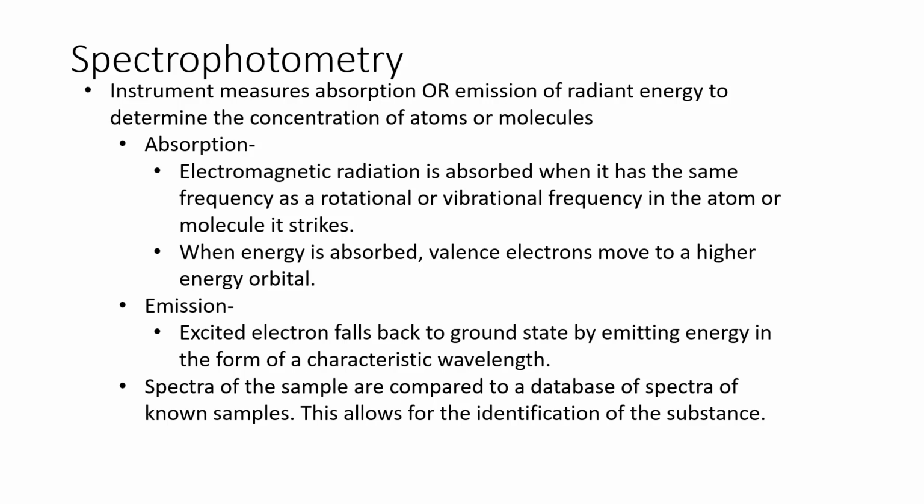Eventually, those electrons are going to settle back down to ground state. So that's when we have emission. So it strikes a molecule, it vibrates at that same frequency, the radiation gets absorbed, and it bumps that electron up, and then slowly the electron is going to come back down to ground state. Emitted electrons emit that energy, fall down to the ground state, and they emit energy in the form of a characteristic wavelength. That creates spectra. Spectra of the sample are then compared to a database of spectra of known samples. This allows for the identification of substances within a sample.